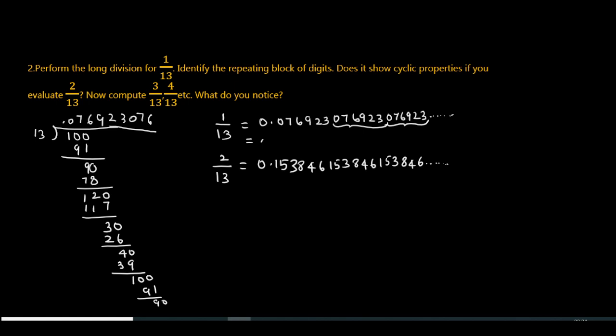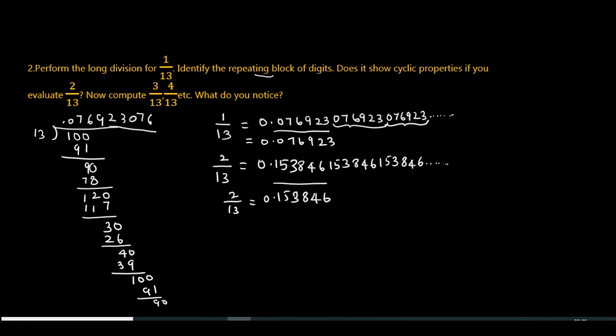So this is nothing but 0.076923 bar. These are the numbers repeated over here. So 2 by 13 is equal to 0.153846 bar, which means it has what property? Cyclic property. Okay. So repeated blocks. We are having repeated blocks. Both the numbers are having.